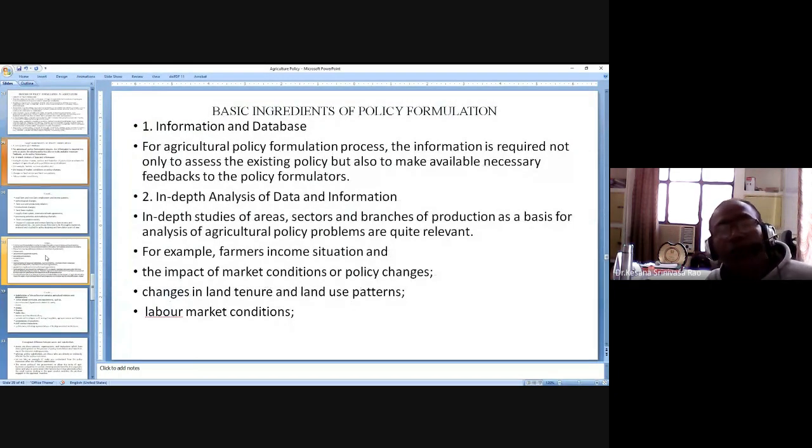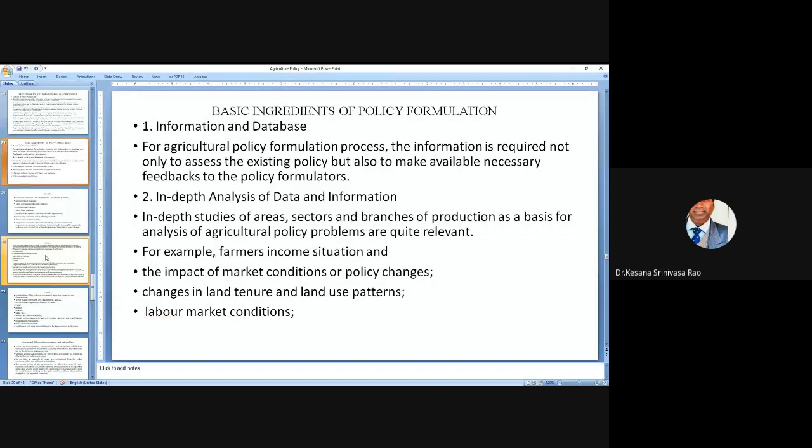Basic ingredients of policy formulation: information and data collection, monitoring, evaluation.